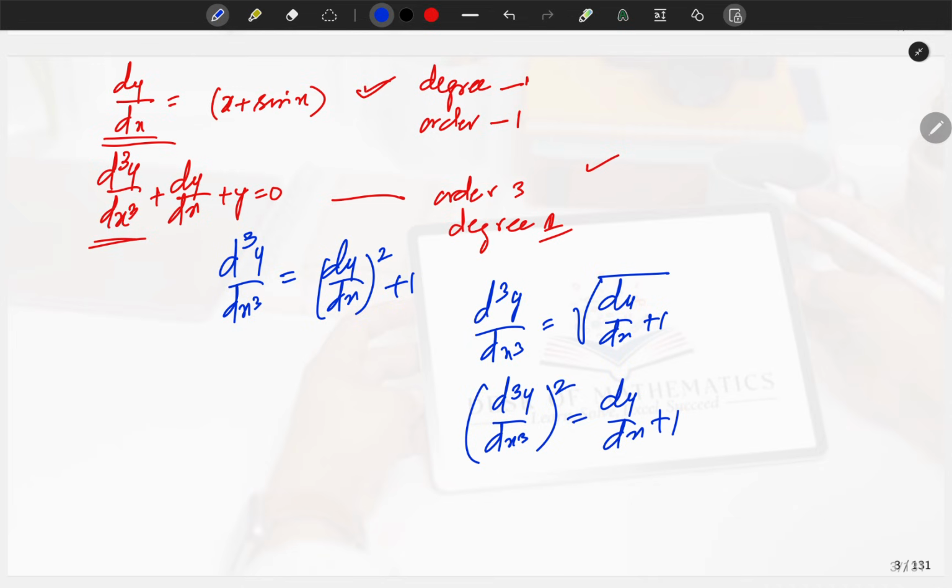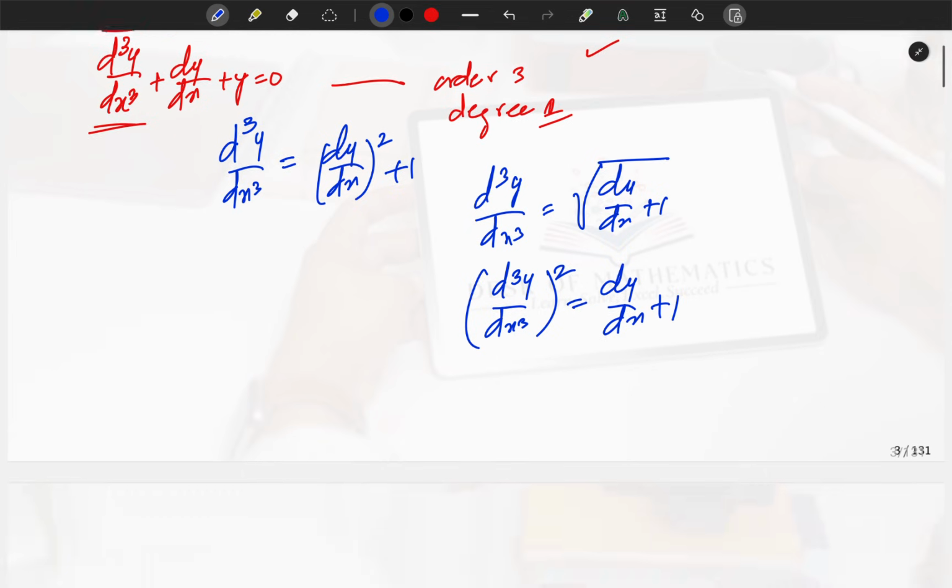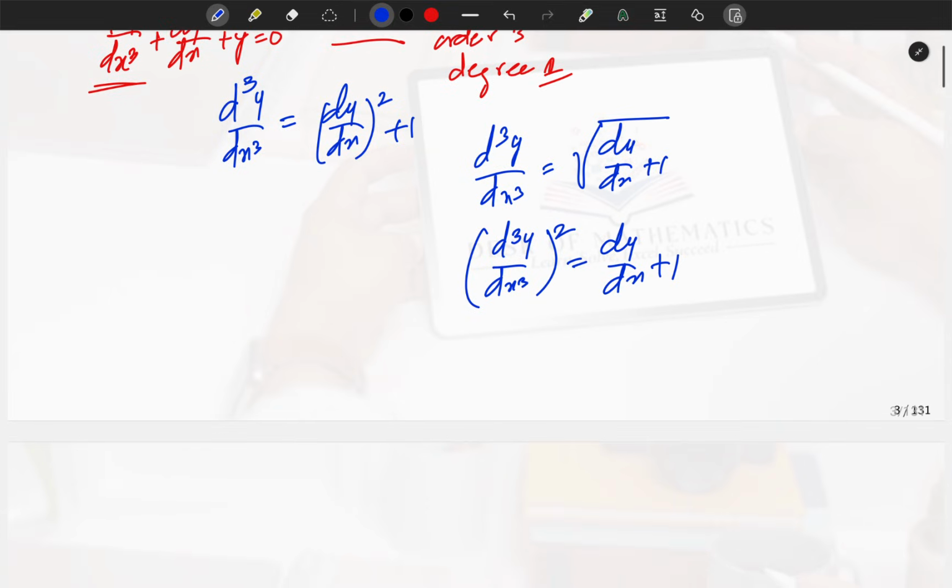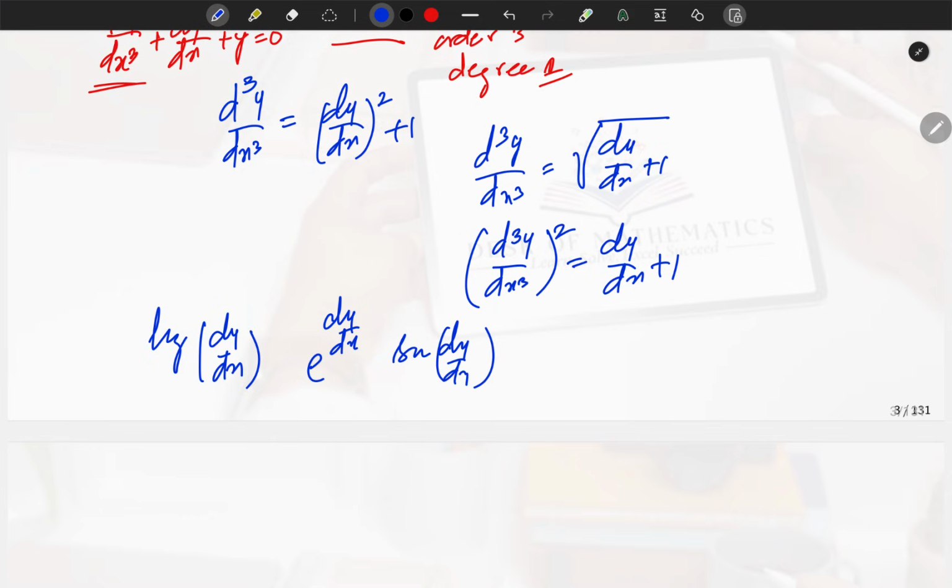So these types of questions will be there in the 2 marks questions. Or sometimes they will give a differential equation in which we have log of dy by dx, or e raised to the power dy by dx, or sine of dy by dx, cos of dy by dx, and the degree for these types of differential equations does not exist.